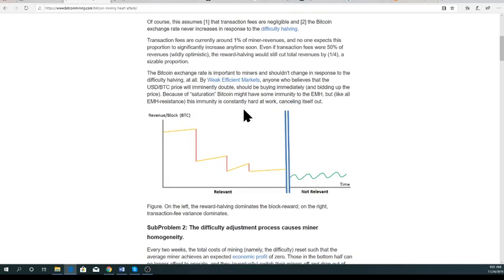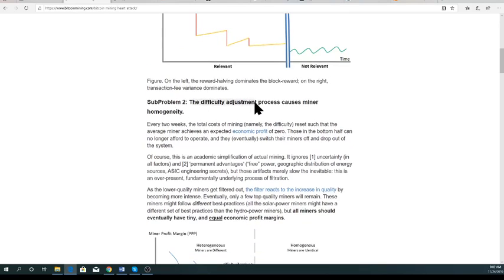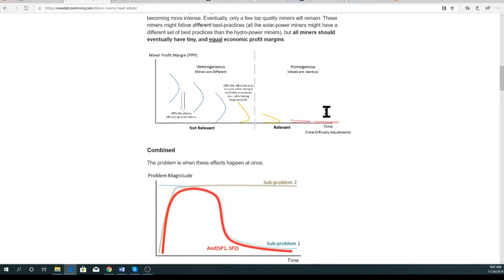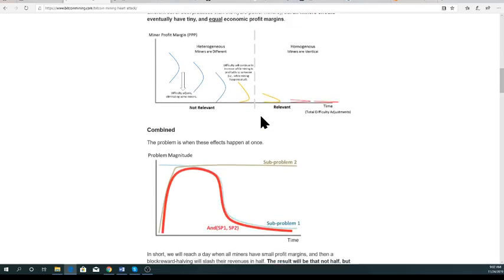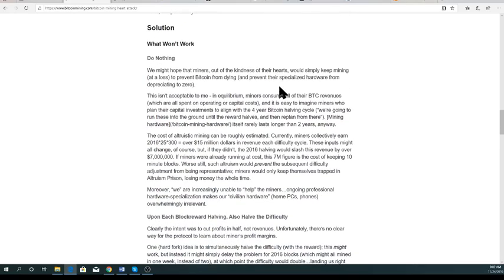It's been happening from previous years. See, every 4 years this happens, and still the price is moving up high. So that doesn't mean anything, because this is also related to the halving process, right? The difficulty adjustment process causes miner homogeneity. Yeah, theoretically this can happen, but practically we know from the charts what's happening. The price is moving in this particular way, and why, right?